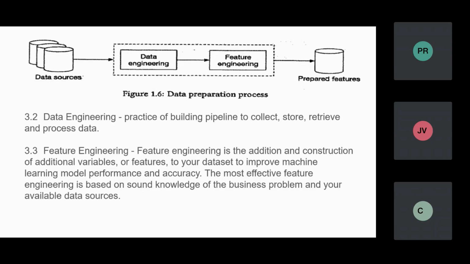So after data engineering further, the data set is also engineered or configured further to feed it to the ML system. So feature engineering is the addition and construction of additional variables or features to your data set to improve machine learning model performance and accuracy. The most effective feature engineering is based on sound knowledge of the business problem and your available data sources.